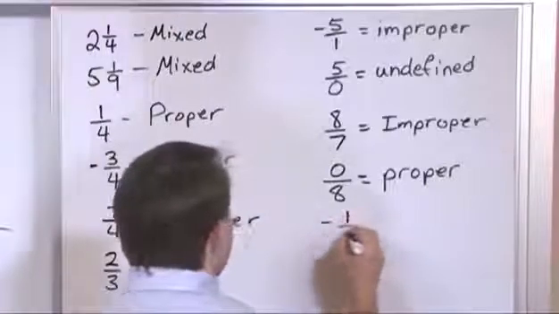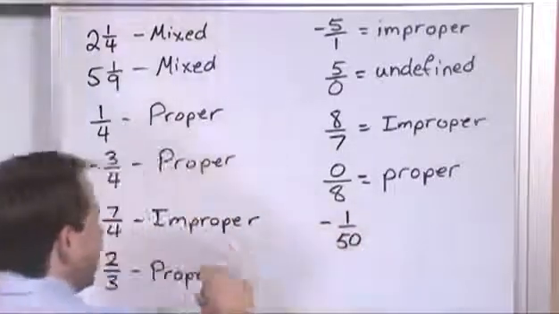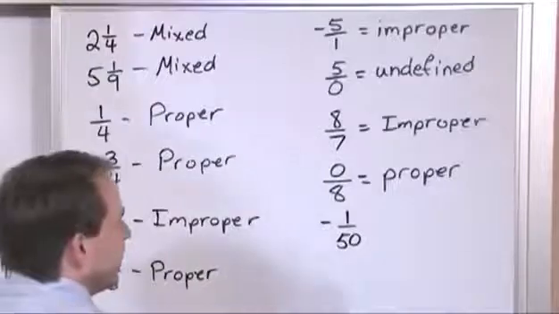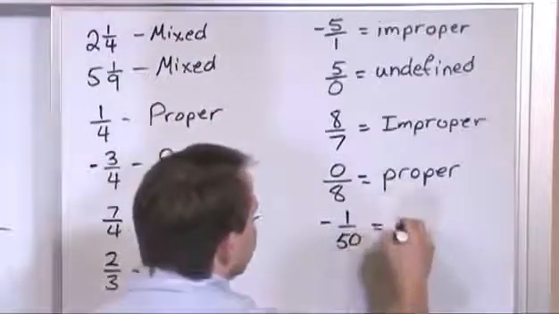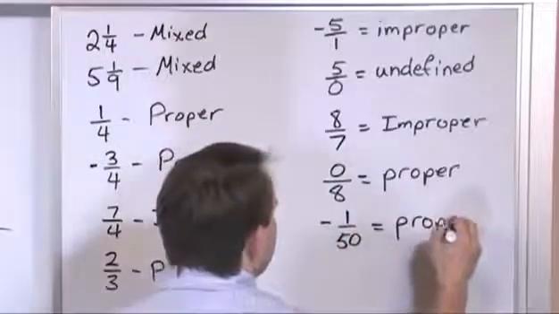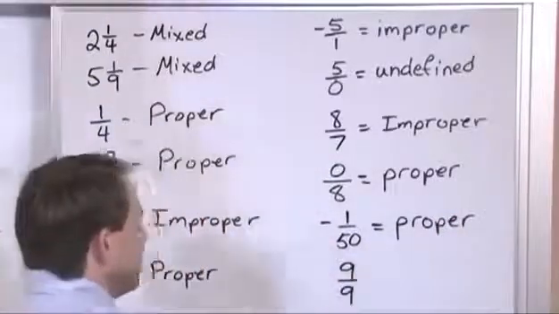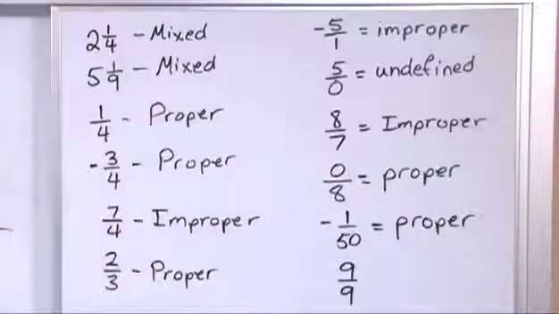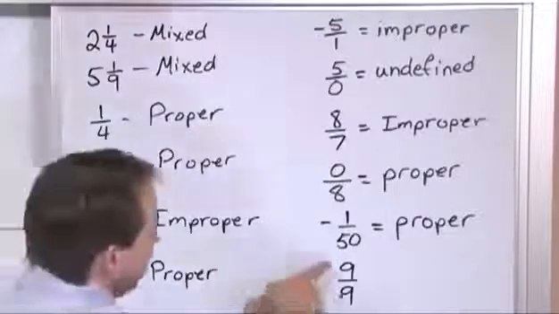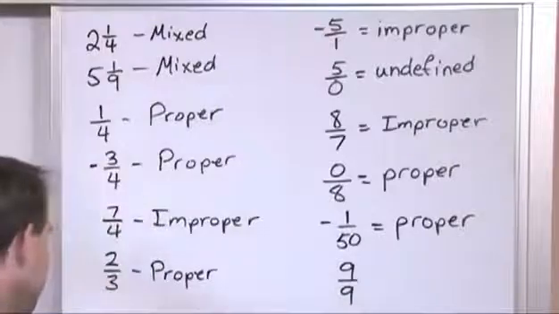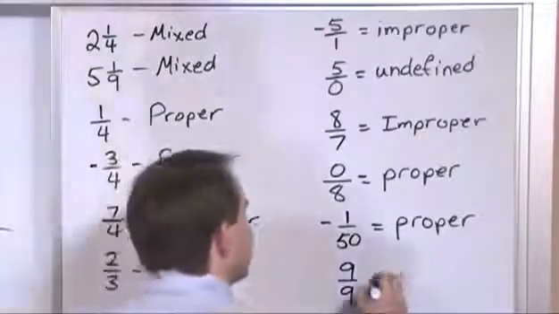Let's look at negative 1/50. Well, the fact that it's negative has nothing to do with it. The top number is smaller, so that is a proper fraction. What about 9/9? 9 pieces of pizza out of 9 slices that I've cut. I have the whole pizza, in other words. I took 9 pieces, but I only cut it into 9 pieces. Well, it turns out this is improper.